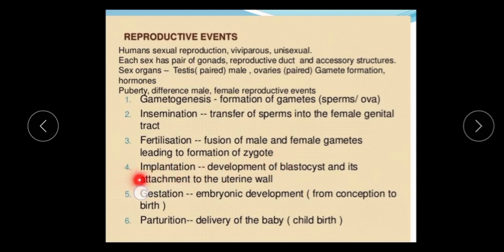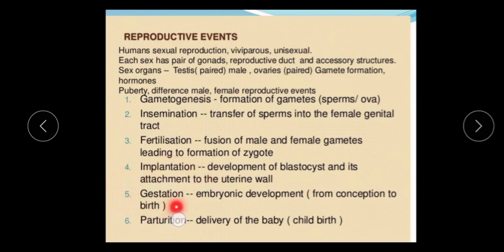Now the fourth event is implantation. Once the zygote has been formed, it develops into the blastocyst, and now that blastocyst has to be transferred into the uterus, and the further development of the blastocyst takes place in the uterus. This process is called implantation.